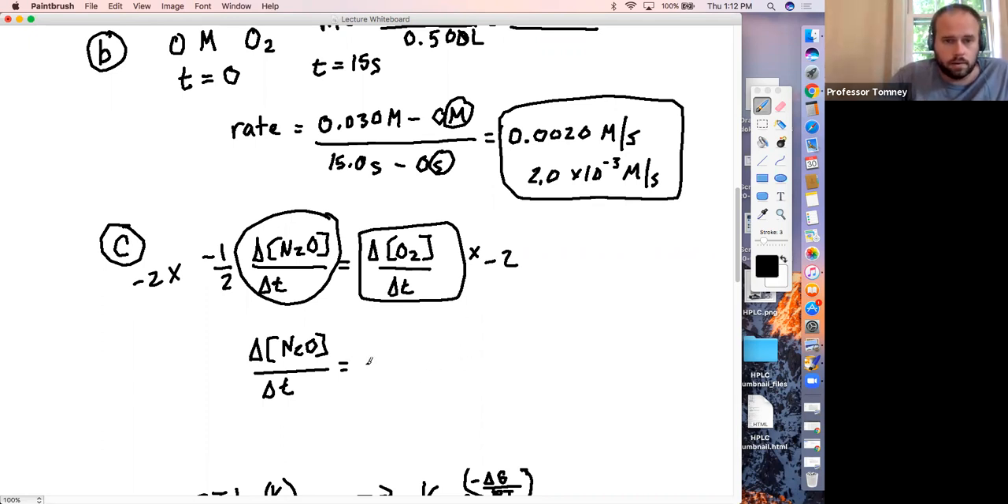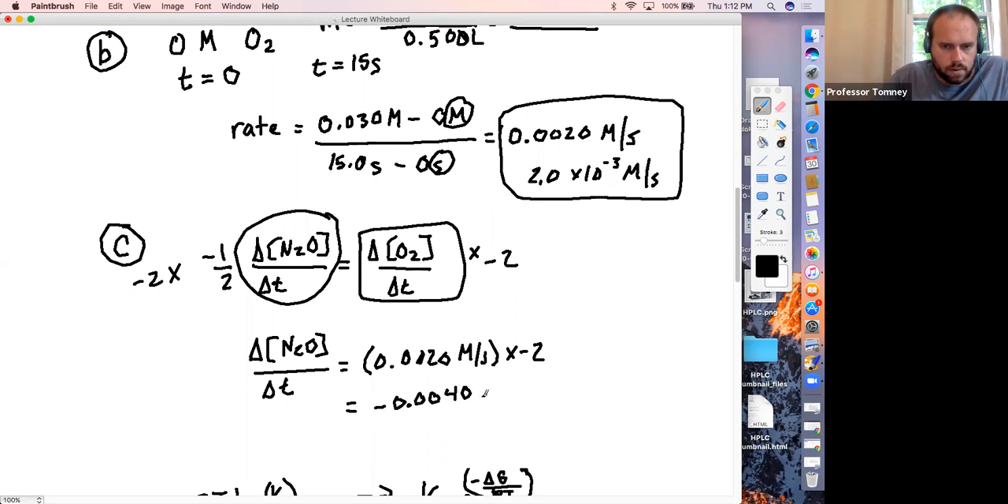Okay, so right here, we have this value. This value is going to be 0.0020 molarity per second times -2. And if you take that value, you're going to end up with the rate for the disappearance of the reactant, and it would come out to be -0.0040 molarity per second.